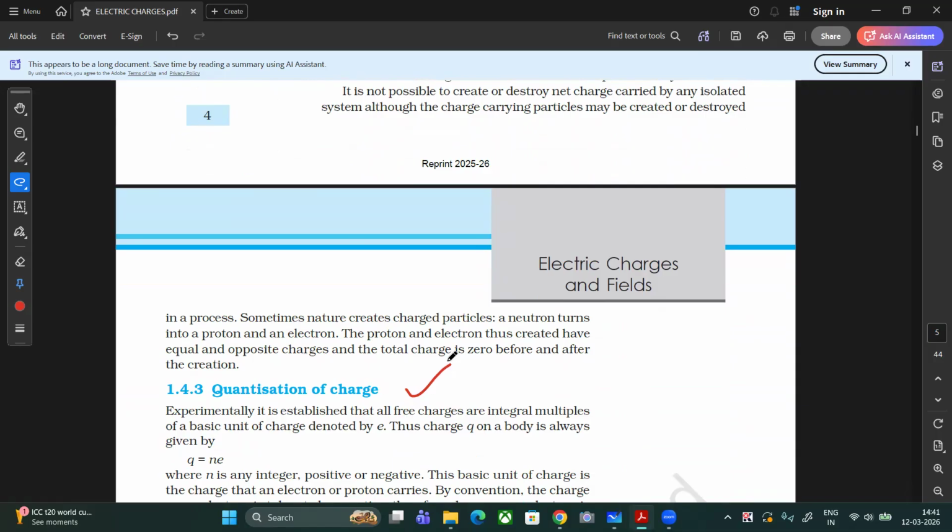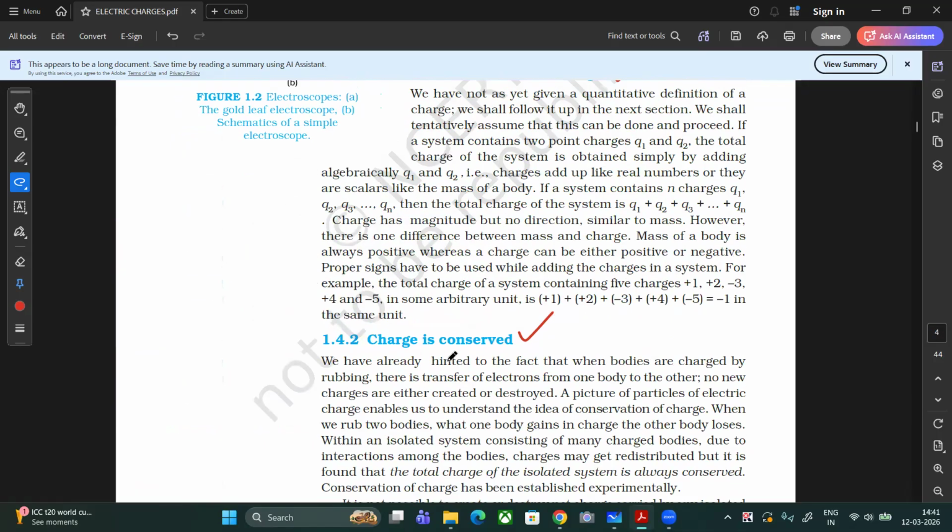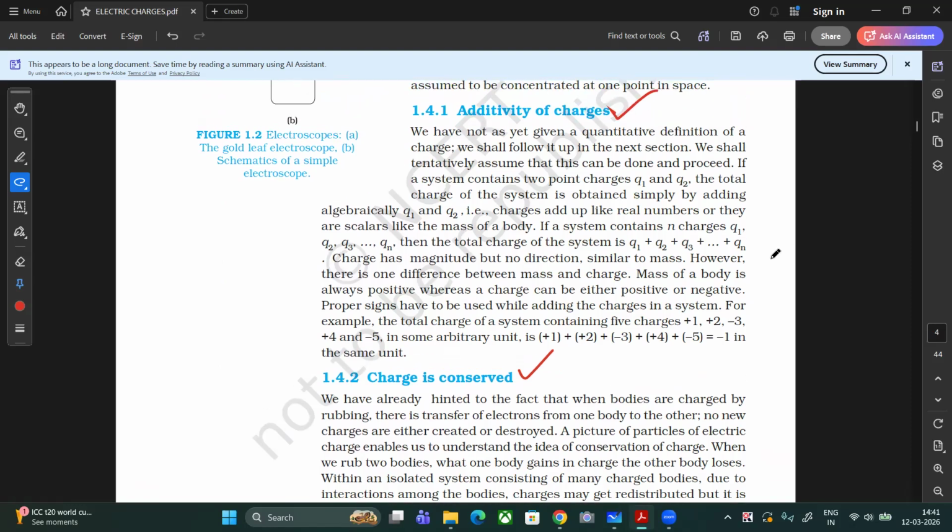I request you students to carry the book with you so that you can do a proper revision of all the topics, and I will recall all the topics in the book itself. What does additivity mean? If we have one system with numerous charges, we just add all the charges to get the total charge of that particular system.